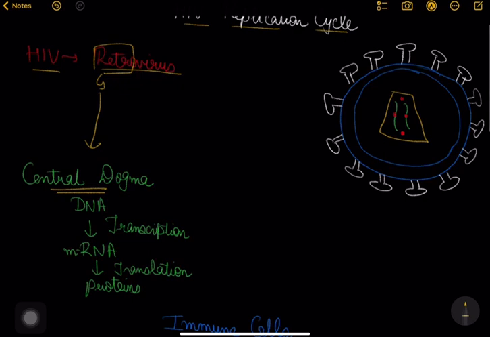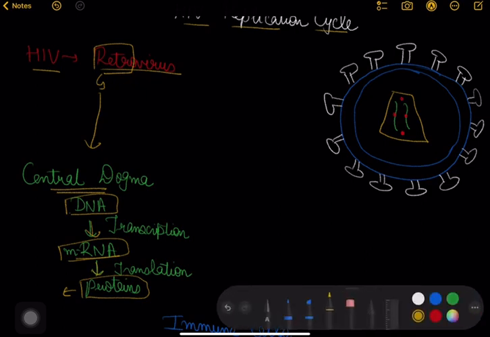In the central dogma, what happens is there is a DNA. DNA is the genetic material of all cells. This DNA gets transcribed into mRNA. And this mRNA gets translated into proteins. And these proteins are used for various purposes. And this happens in all living cells, but there are always exceptions. So, the retrovirus is one of them.